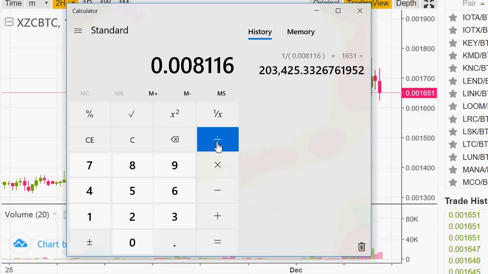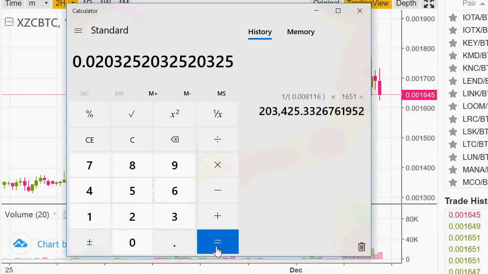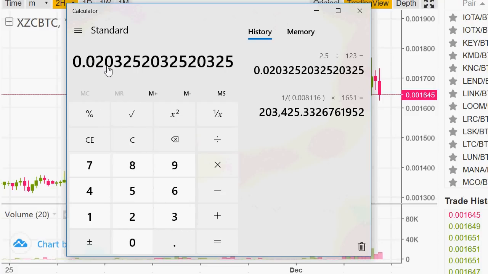Now, why am I getting a brain freeze at this time? Let me just pause the tape. I didn't even need that number. Basically, I take 2.5 divided by 123, and that works out to 0.0203, because I'm playing these markets to be worth 2.5 Litecoin. So I'm going to buy that much worth of XZC on Binance.